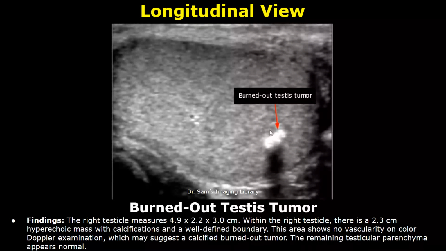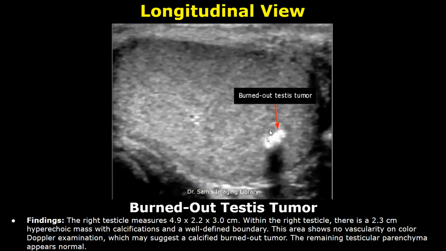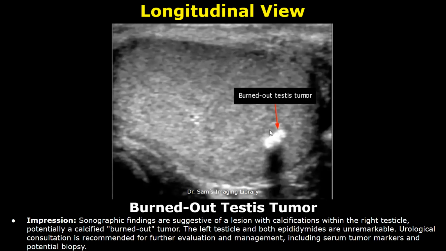Here are the findings of a burned out testis tumor. There is a hyperechoic mass with calcifications and a well-defined boundary. This area shows no vascularity on color Doppler examination, which may suggest a calcified, burned out tumor. The remaining testicular parenchyma appears normal. This is the impression. The main features are written and urological consultation is recommended.